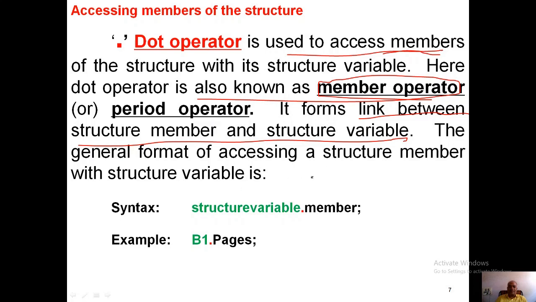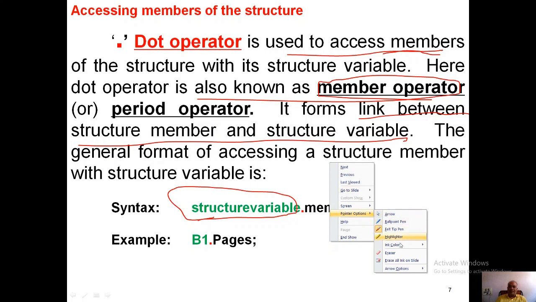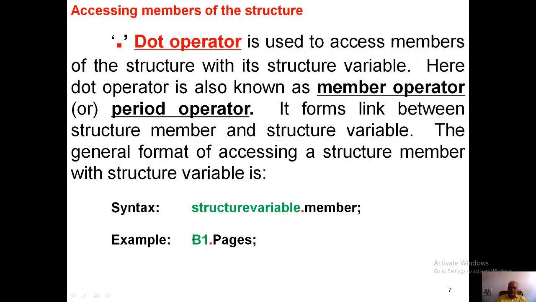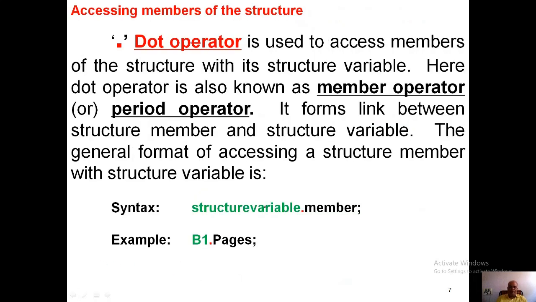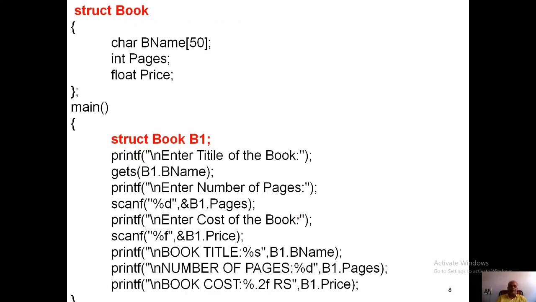The general format is structure variable dot member. Whatever variable name you gave to the structure, that is the structure variable, and next one is the structure member. In the previous example we gave struct book as the structure, and b1 is the variable name of that structure. So here we refer to b1 dot pages. Here b1 is the structure variable, and pages is a member of the structure.